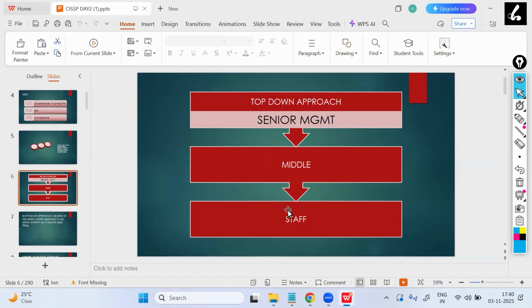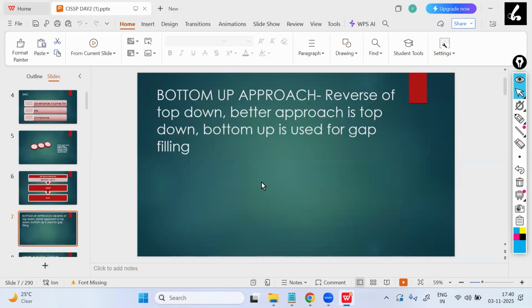So the importance of the bottom up approach is for gap filling. They fill the gap. If they notice something, they give their feedback to the middle management, and then it goes up and if anything needs to be corrected. So for gap filling, we have the bottom up approach. To run any organization, we have the top down approach.